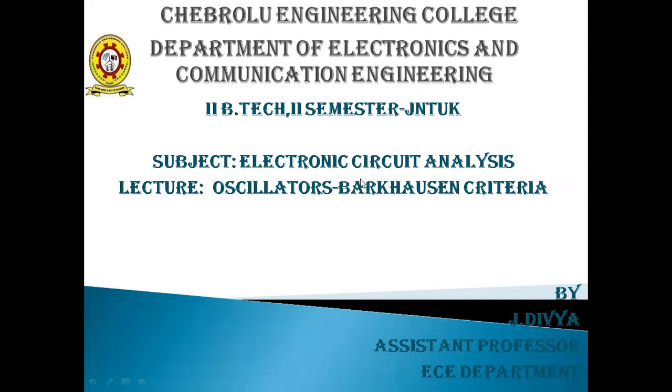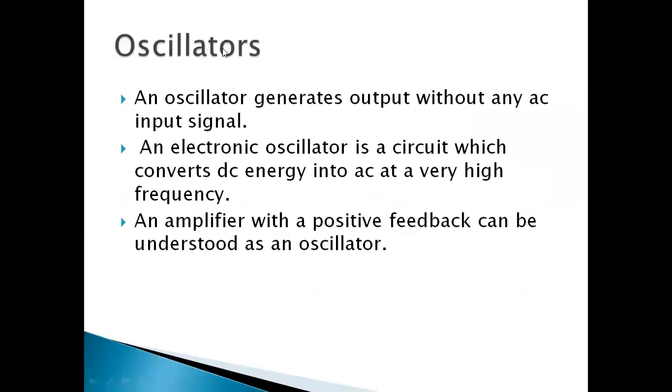Before going to learn about this topic, let's revise the previous class. First one, what is meant by oscillator? Already we know an oscillator is an electronic circuit and it generates some AC signal, without giving any AC input signal. It uses some DC signal. That means we are applying some DC signal to the oscillator, and by the use of that DC energy, it can generate some AC oscillations, AC signal.